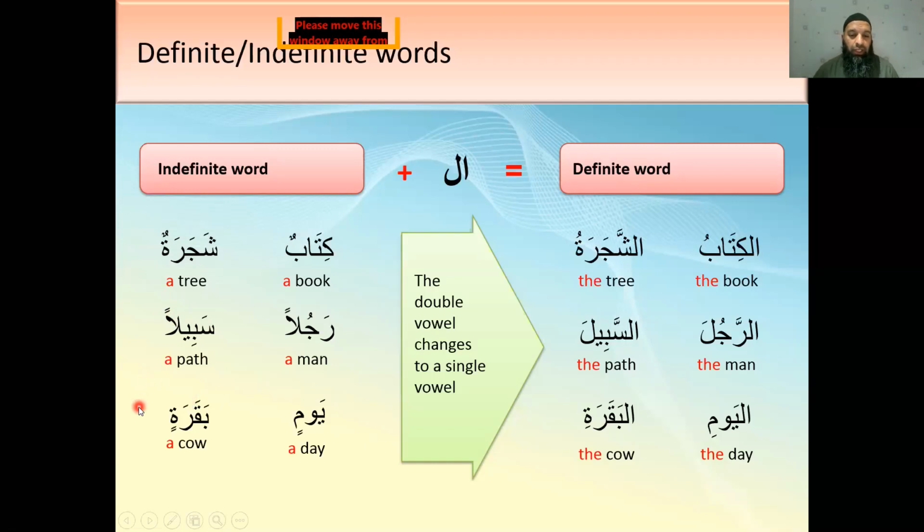And the last one is yawmin. It means a day. Yawmul qiyamah, yawmul jumu'ah. You make it definite by sticking an al in front of it: al yawmi, the day, and the ending becomes single. You won't see al yawmin. You'll see al yawmi. If somebody says al yawmin, he's saying it wrong. He doesn't know the rules, etc.